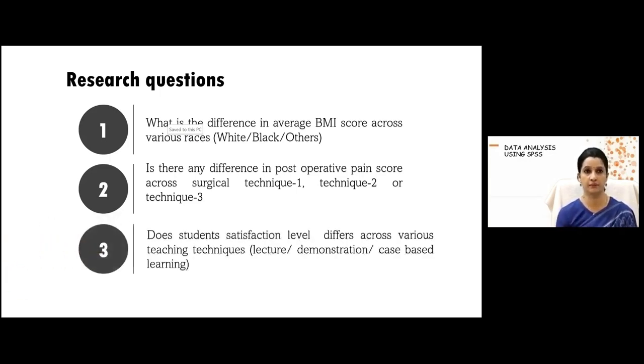A third research question can be: does the student satisfaction level differ across various teaching techniques? The 3 teaching techniques could be lecture, demonstration, and case-based learning. But here, the students are 3 different groups of students. It is not the same group of students who have undergone 3 types of teaching technique. So that is the difference between an independent sample t-test or a one-way ANOVA from the repeated measure ANOVA or paired t-test. We will see the difference.